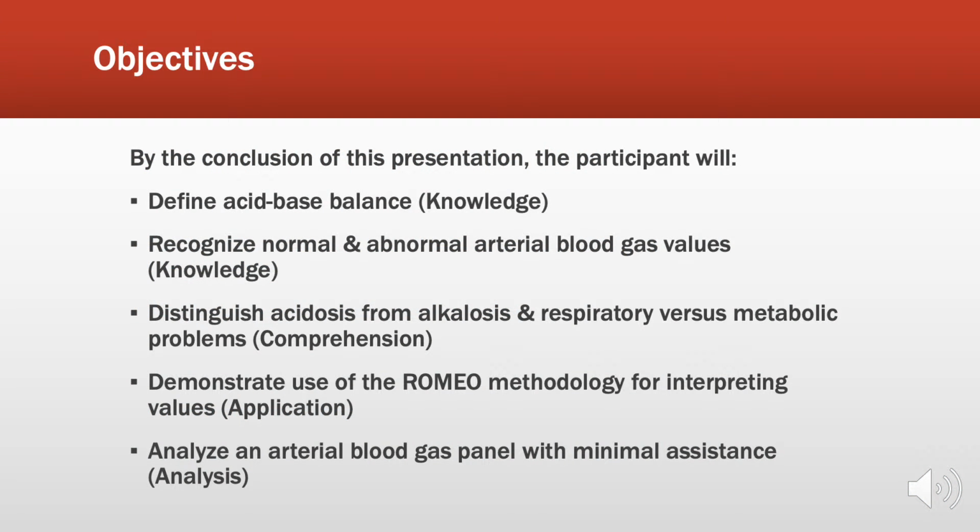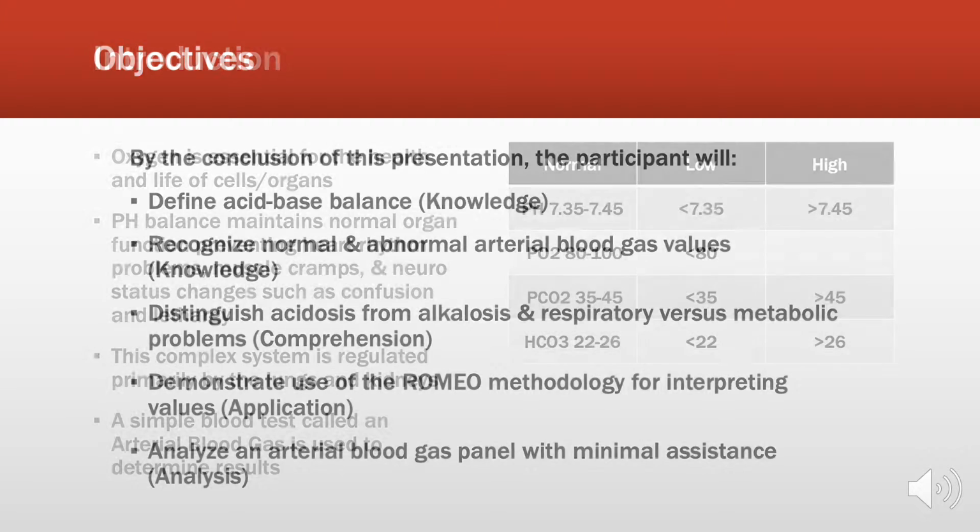Now, looking at our objectives, by the conclusion of this presentation, it is my sincere hope that you can recognize normal and abnormal arterial blood gas values and distinguish those acidosis and alkalosis patients, as well as respiratory versus metabolic problems, using the ROMEO methodology, which I'm going to show you with some case studies. I also hope that you'll be able to analyze arterial blood gases, at least the simple ones, with minimal assistance.